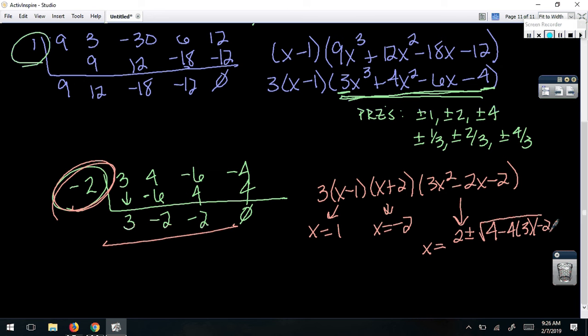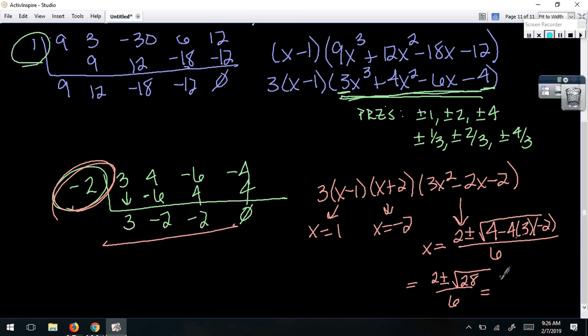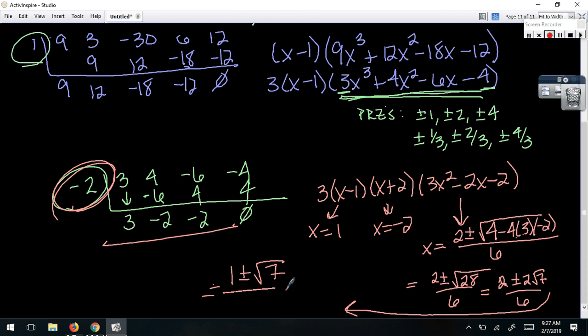4AC all over 2A. Good thing is, y'all know your quadratic formula because, well, you did those videos. 24 and 4 is 28. 4 can come out of that. I'm out of room myself. 2 root 7 over 6. Everybody can get divided by 2. I hate this and I'm sorry, but I have to come over here to do the last little. 1 plus or minus the square root of 7 over 3.